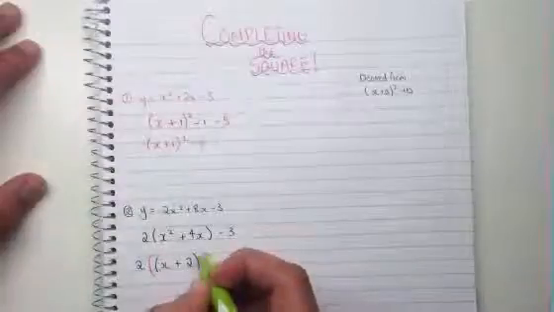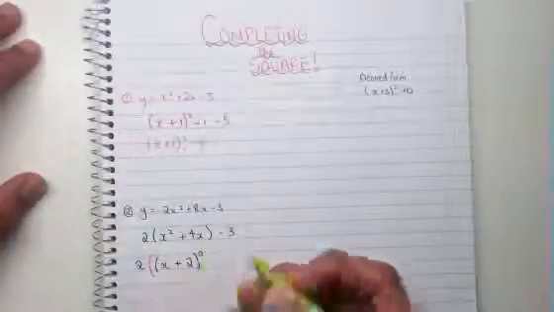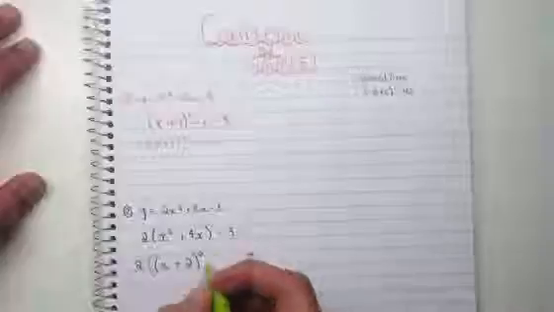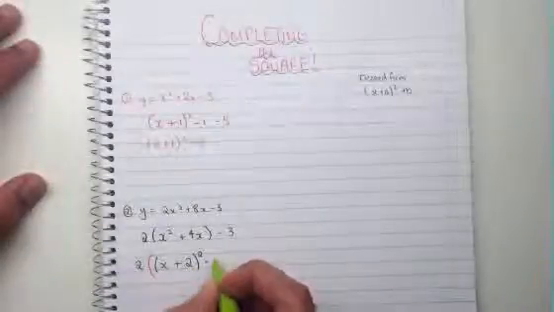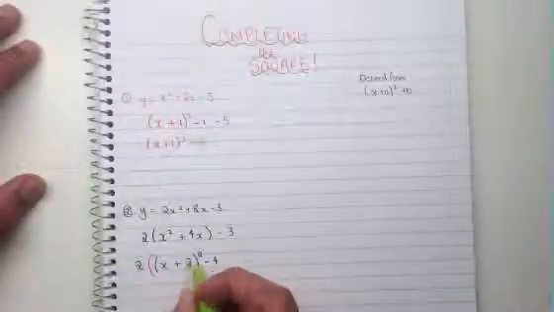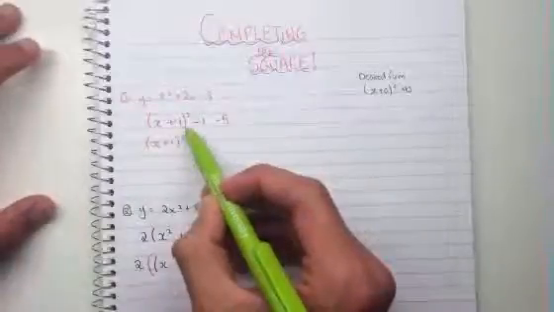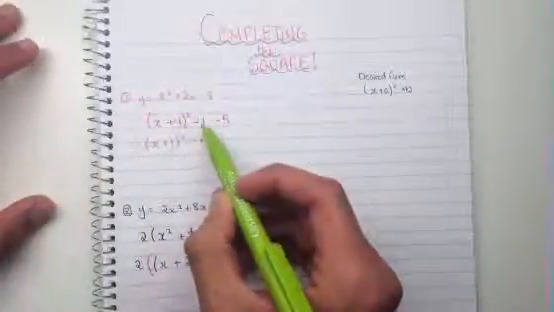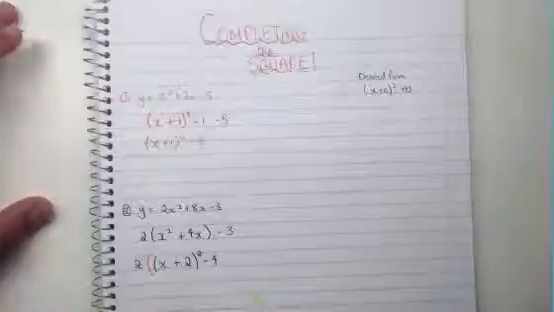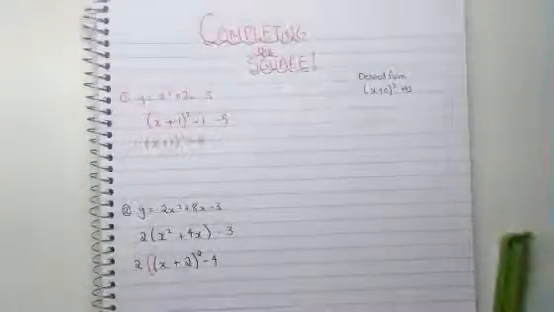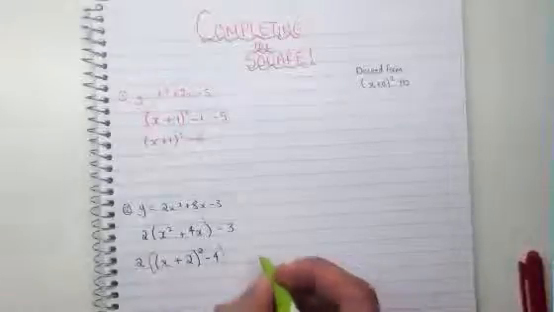Close brackets, square it, and you minus 2 squared, which is 4. Because remember, here we did 1 squared and we minused it, and here you do 2 squared, we minus it. We then close the big red bracket, and we still have the minus 3 outside.